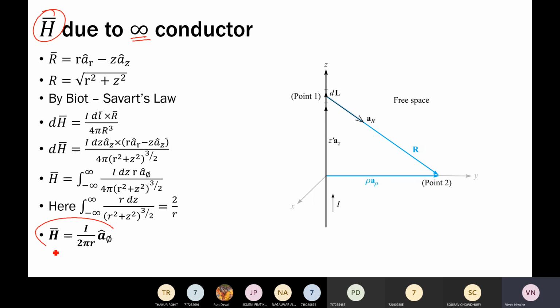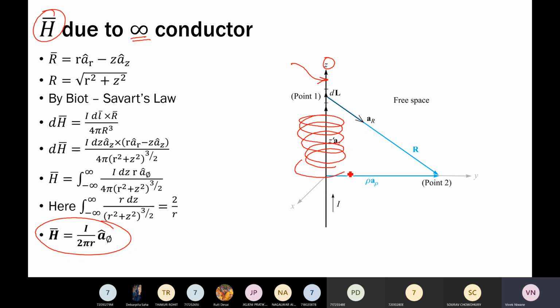We have this expression H bar is equal to I upon 2 pi r a phi cap. Okay, so here we have assumed that our current carrying filament is placed on the z axis, and we will have a magnetic field around the z axis. And do remember that we will have this direction like this way, a phi cap, the direction of the magnetic field around the current carrying filament. Okay, this is very important.